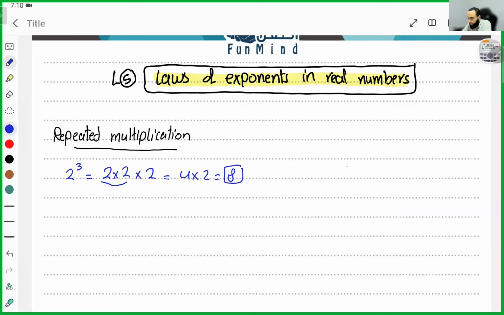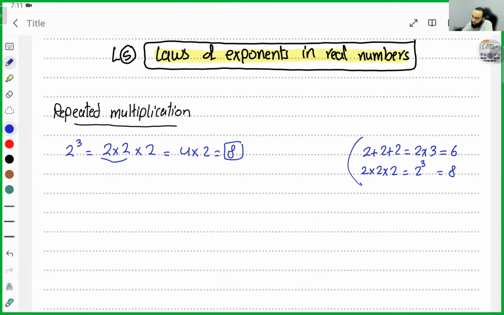It does not look like repeated addition. If it is 2 plus 2 plus 2, then it's 2 times 3, which is 6. But 2 times 2 times 2 is 2 power of 3, which is 8. Take care about the difference. There is a big difference between repeated addition and repeated multiplication. In this lesson, we're going to talk about repeated multiplication.